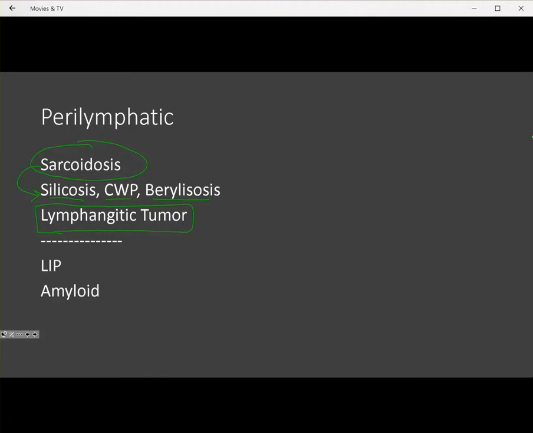Then there are some rare things. LIP, that's lymphocytic interstitial pneumonia, comes in two forms. There's a cystic form and then there's a perilymphatic form. The cystic form we often associate with connective tissue disease like Sjogren's syndrome. The perilymphatic form is more typically associated with childhood HIV. So when we think about LIP and perilymphatic micronodules, it's really the form that's associated with HIV, not the form that's associated with autoimmune diseases like Sjogren's disease.